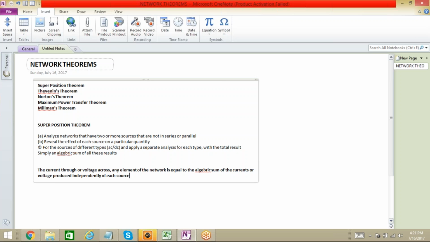Or in other words, this theorem allows us to find a solution for a current or voltage using only one source at a time. And once we have the solution for each source, we can combine the results to obtain the total solution. Just keep this point in mind, and here we can go for some applications.